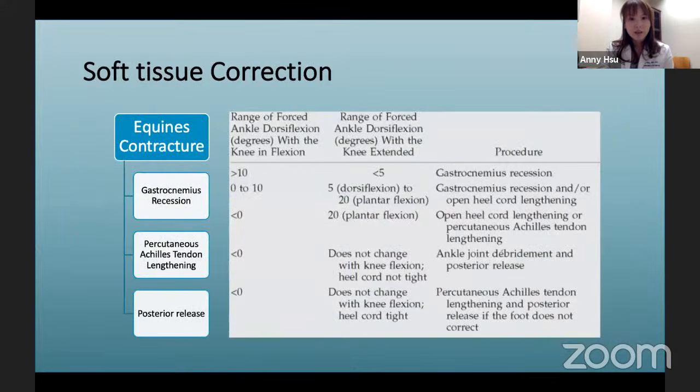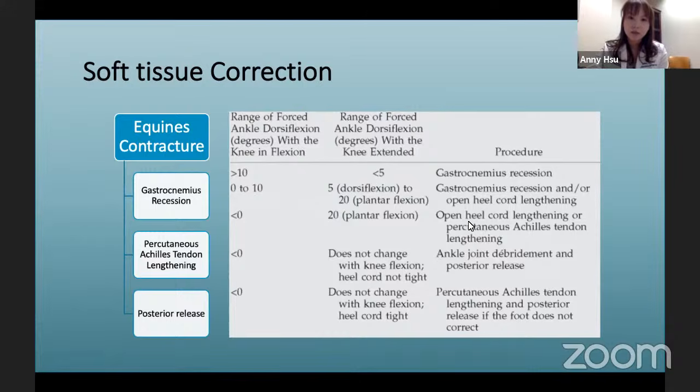So the next part, I'll talk about the arsenal things we can use a little bit more in depth before I go on to sort of my own algorithm and what I do in the OR. So the soft tissue correction for equinus contracture, the main workhorse you think about are three things: gastroc recession, percutaneous Achilles tendon lengthening, and posterior release for the very extreme cases.